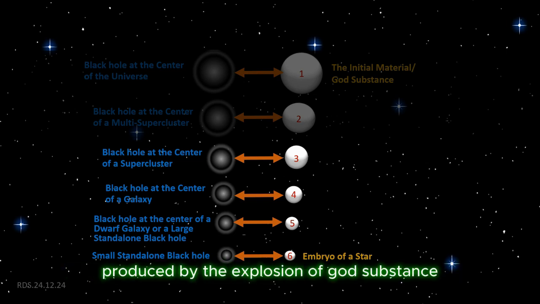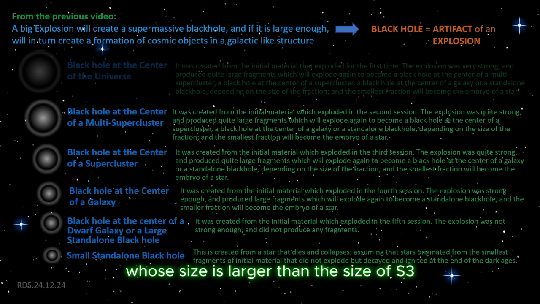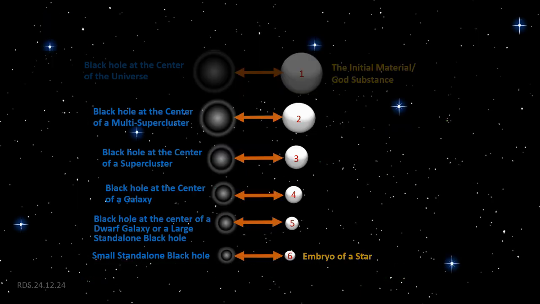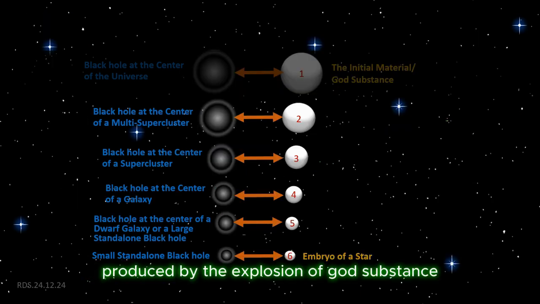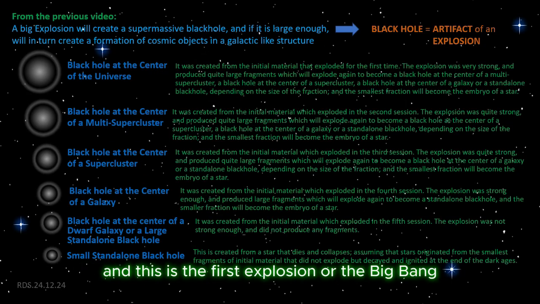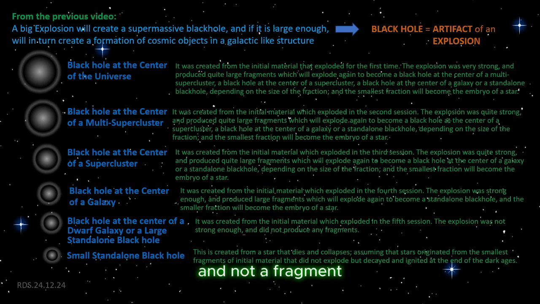The black hole produced by the explosion of God substance whose size is larger than the size of S3 is the center of a multi-supercluster. This measure of God substance, we'll just call it S2. The black hole produced by the explosion of God substance which is larger than S2 is the center of the universe, and this is the first explosion or the Big Bang. The God substance is the initial material and not a fragment. Let's just name this initial material as S1.